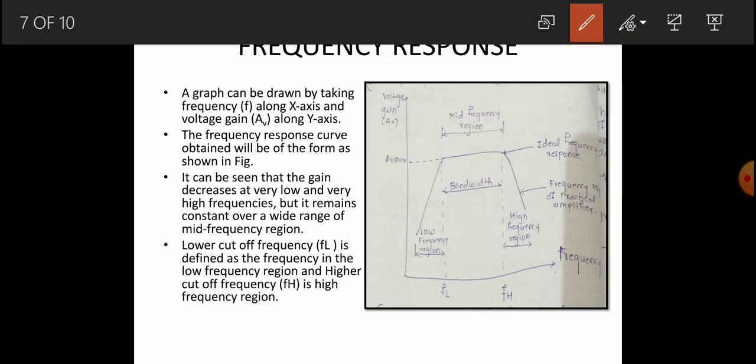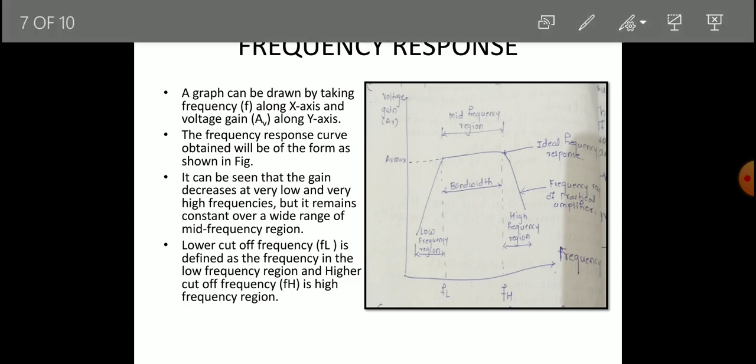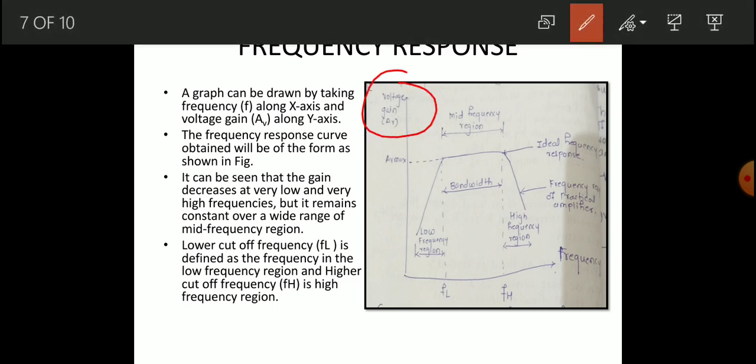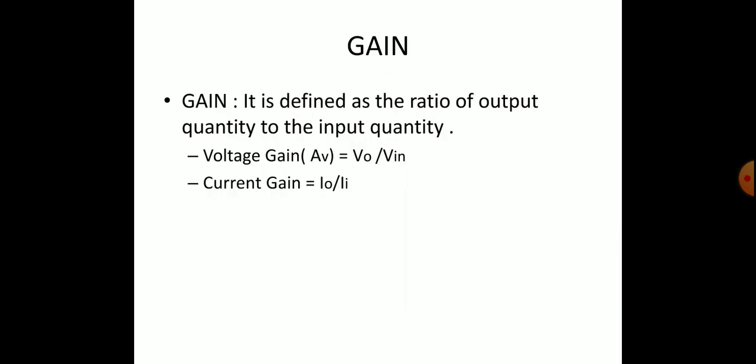Look at the diagram. We have voltage gain on the y-axis, frequency on the x-axis. This is your ideal frequency response and this is your practical frequency response. Gain is defined as the ratio of output quantity to the input quantity. We have two types of gain. One is the voltage gain, AV, which is equal to output voltage upon input voltage. And you have current gain, that is output current upon input current.